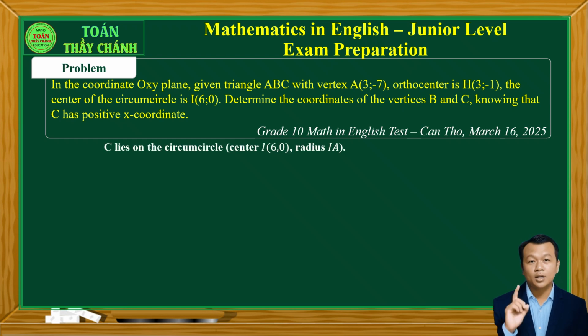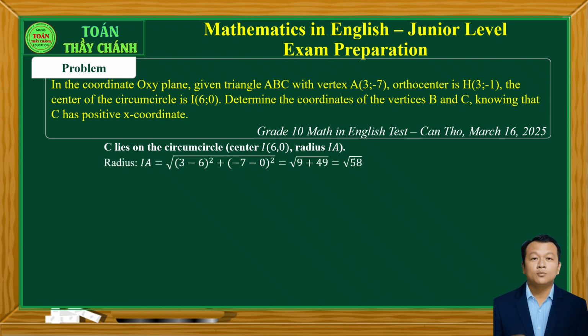Next, we note that point C lies on the circumcircle with center I (6, 0) and radius equal to IA. The radius IA is the square root of ((3 - 6)^2 + (-7 - 0)^2), which equals the square root of 9 + 49. That is the square root of 58. Therefore, IC must equal IA.